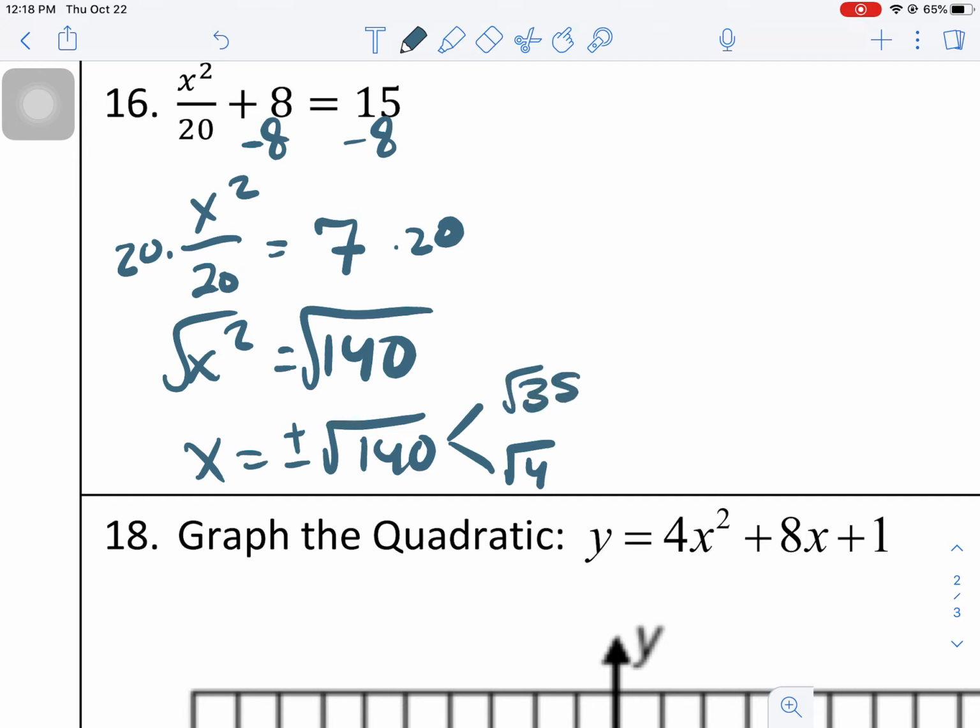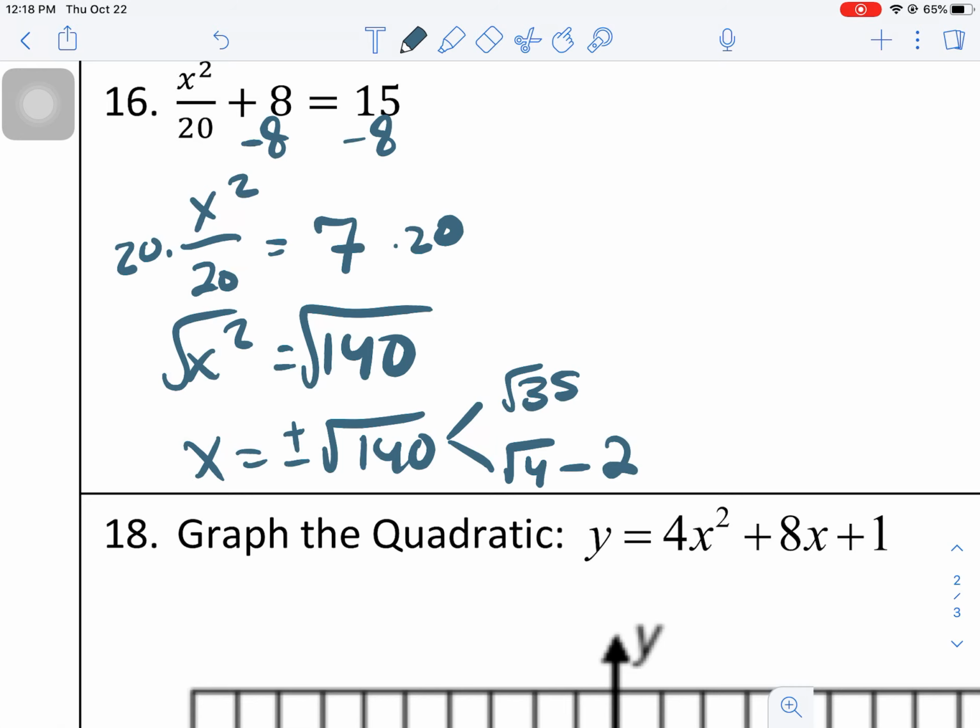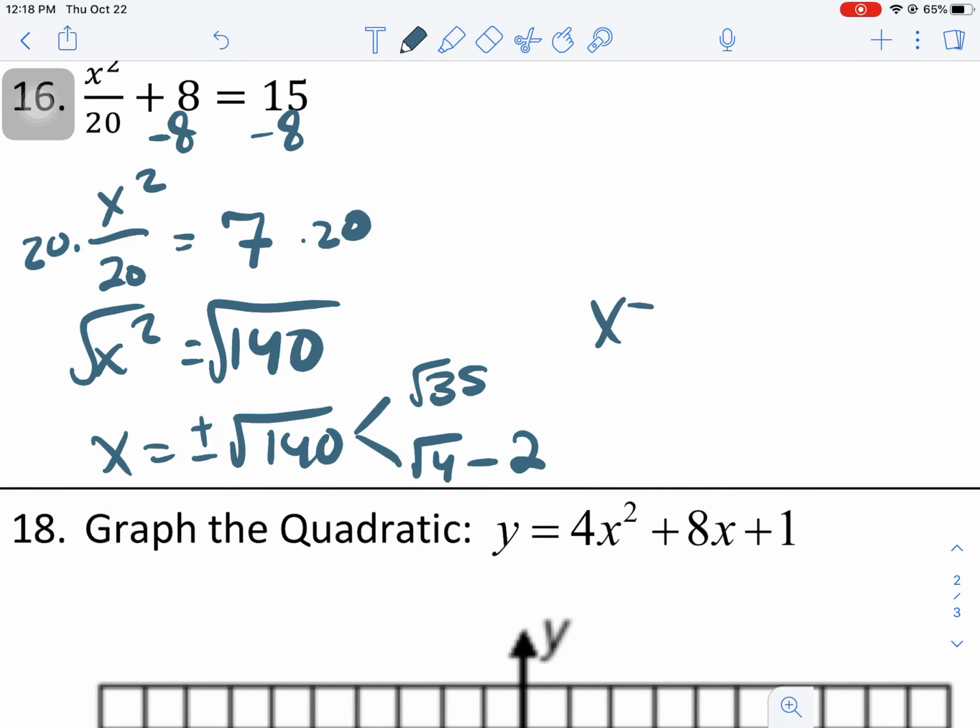35, can we pull a perfect square out of there? 1, 3, 5 would be 7. Nope, doesn't seem like it. So 2 and radical 35. So it looks like our answer is x equals plus or minus 2 radical 35.